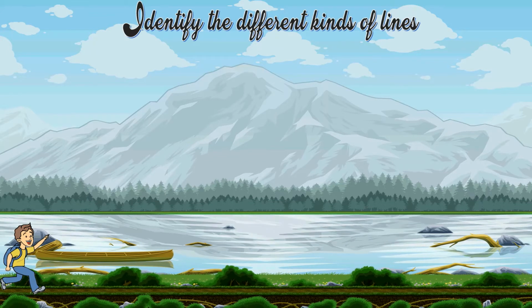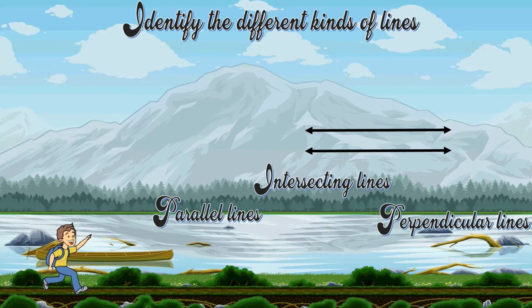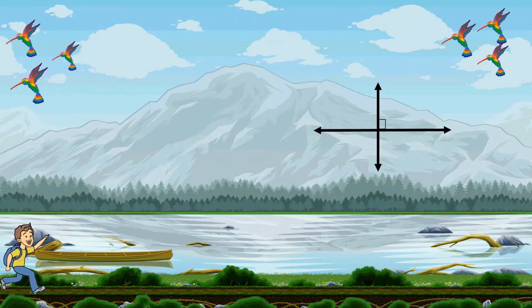The first given lines are these. These are the lines that do not meet. Are they intersecting lines, parallel lines, or perpendicular lines? In 1, 2, 3, go! Very good! It is parallel lines. Good job!